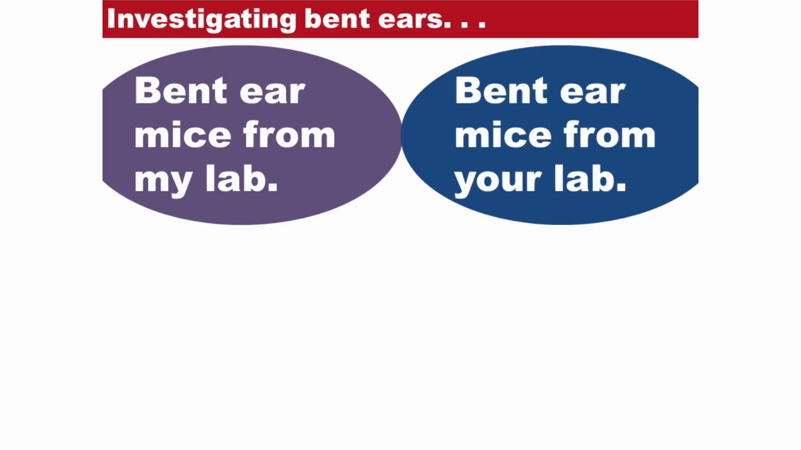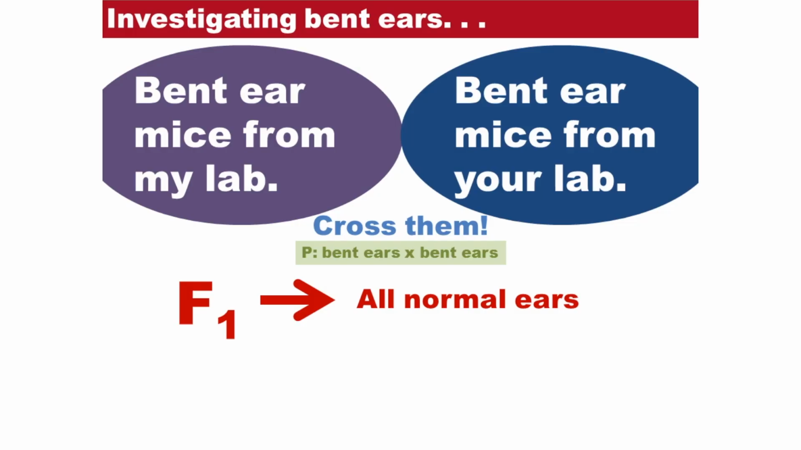Sure. What are you going to do? We've got bent-eared mice from your lab, bent-eared mice from your friend's lab. Do what any good geneticist would do. You're going to cross them. Now, think about it. We said it was autosomal recessive, so we should know the genotype of both of those. So you cross them. What are you expecting? You're expecting that they're both little a, little a, little a, little a. So for that trait, that's going to be all that's possible. And yet, when you do this cross, every offspring has normal ears.